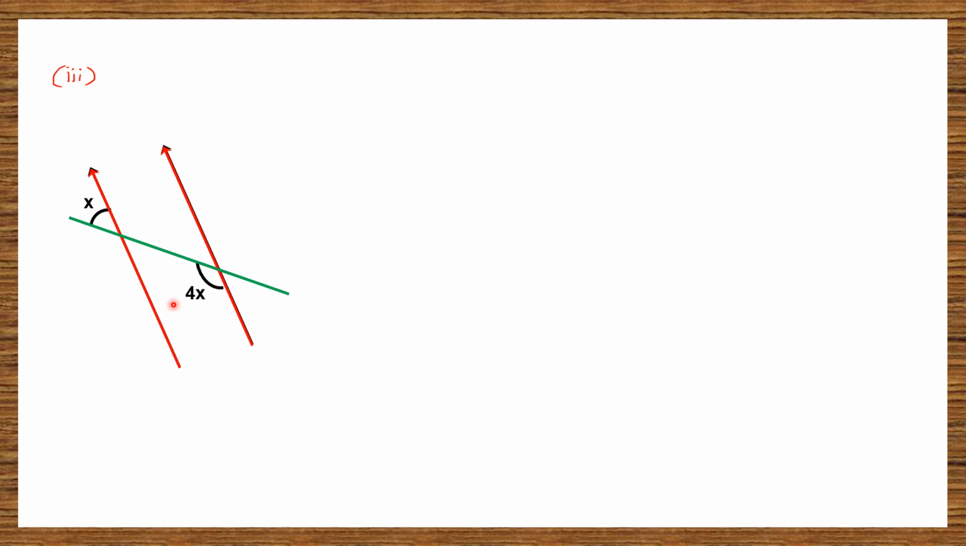So here also let's consider another angle. So we have taken another angle here and let's name this angle y. This angle is y. So now if you look carefully, x and y are vertically opposite angles, isn't it? And what do we know about vertically opposite angles? They are equal. So let's write that. Angle x is equal to angle y because they are vertically opposite angles.